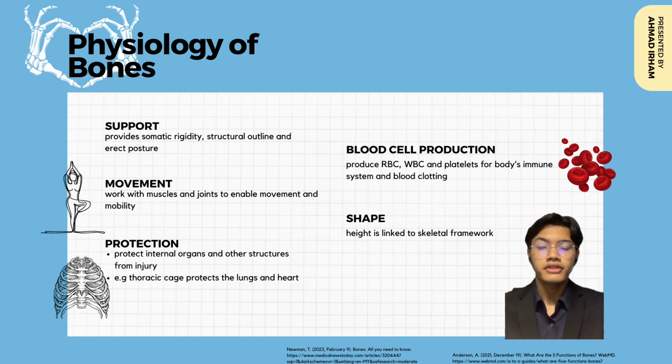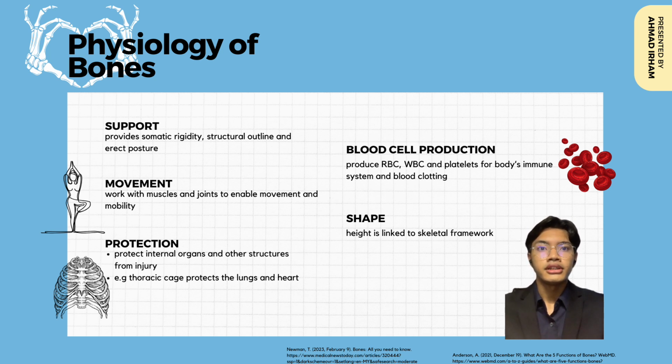The first function that bone provides is support. It provides somatic rigidity, structural outline, and erect posture. The second one is movement. The bone will work with muscle and joint to enable movement and mobility. The third one is protection. So the bone will protect the internal organs and other structures from injury. For example, the thoracic cage protects the lung and heart.